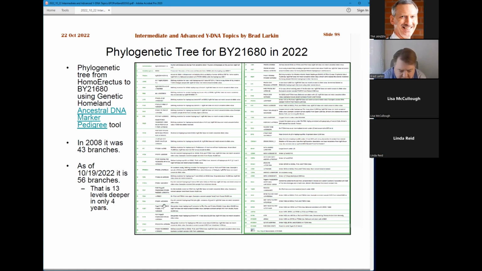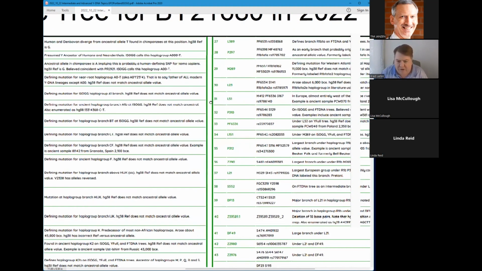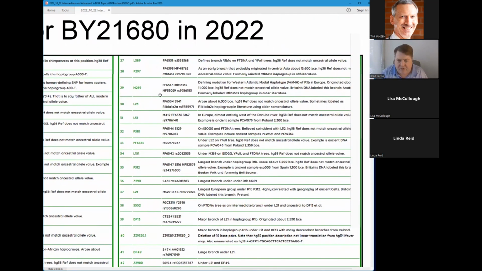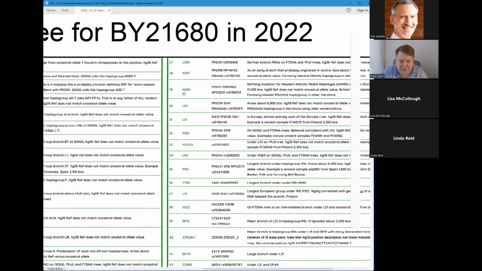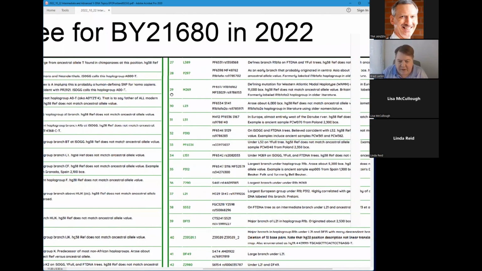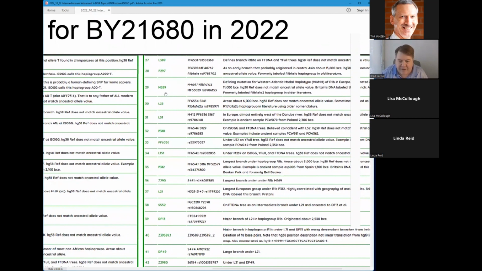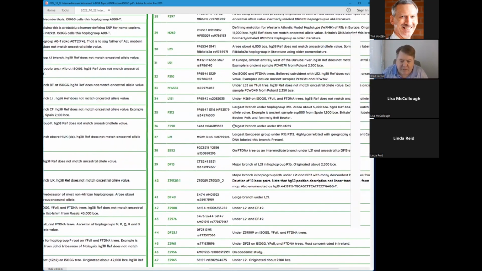Okay, in 2022, now there are 56 branches that we know about. So that's how much the tree's grown, 13 levels. Point here is that when we think of M269 and we get that first 13 marker STR test, it all told us that maybe we were M269 or M253. Right now, M269 is at tree level 29, and it's 29 levels below Homo sapiens. But look how many more levels there are.